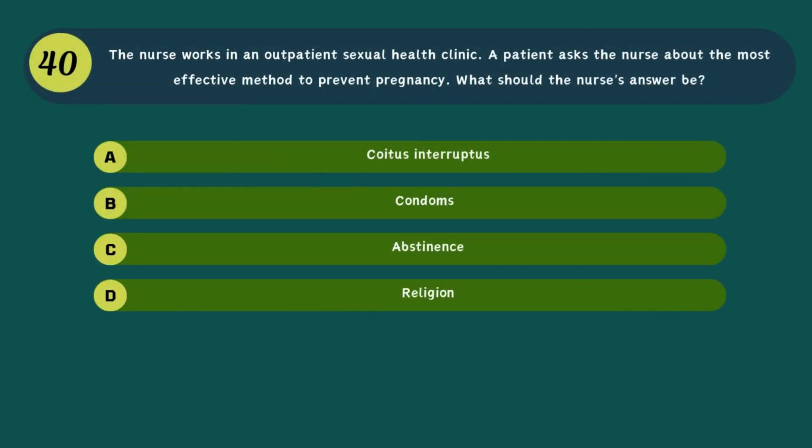Question 40. The nurse works in an outpatient sexual health clinic. A patient asks the nurse about the most effective method to prevent pregnancy. What should the nurse's answer be? A. Coitus interruptus. B. Condoms. C. Abstinence. D. Religion.